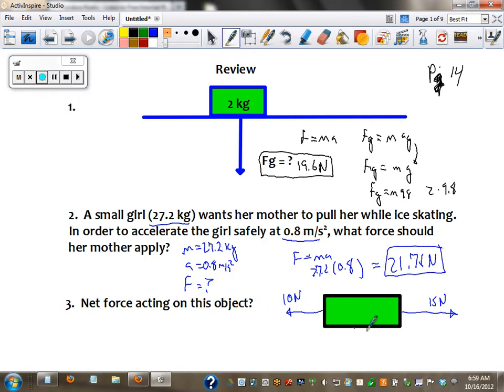The net force acting on this one is stronger, winning. That means that's the winner. So the net force I know is in that direction. Because they're in opposite directions, they cancel each other out. So this is 15 minus 10 equals 5 newtons.